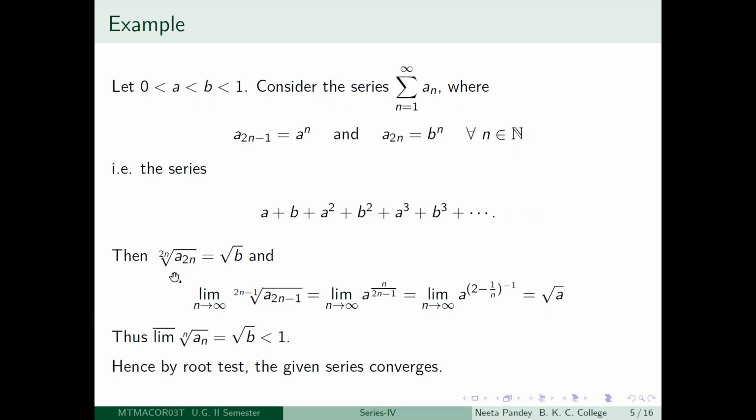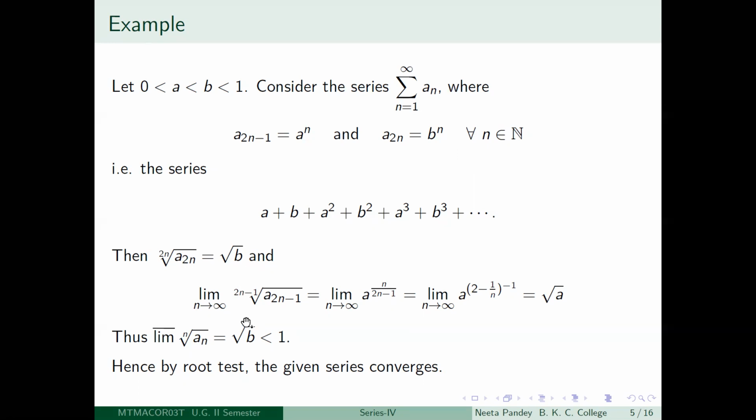So what is the 2nth root of the 2nth term? The 2nth term is b to the power n. So if you do b to the power n, whole to the power 1 by 2n, what will you get? You'll just get square root of b, right? b to the power n divided by 2n, so n cancels out. The only thing left is root b. Therefore, the 2nth root of the 2nth term is square root of b.